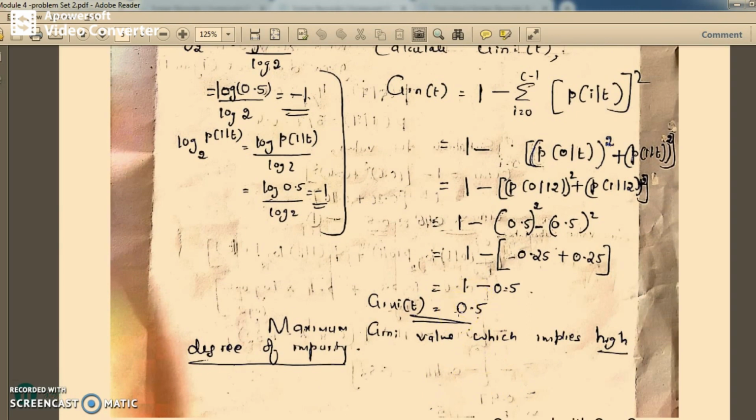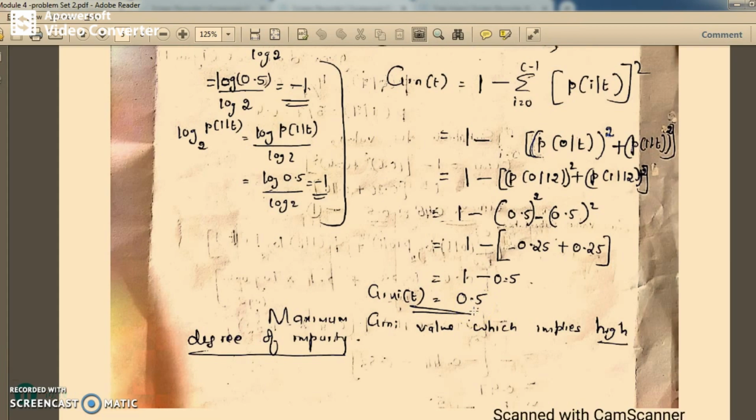So again, 0.5 is almost in the middle. If I take the range as 0 to 1, 0 implies the degree of impurity is very low, it is equal to 0. That means no impurity. So 1 is high impurity, 0.5 is intermediate, right? But there is impurity. That is what it is saying.